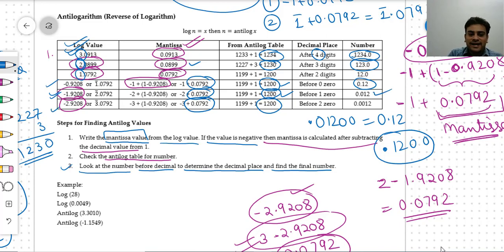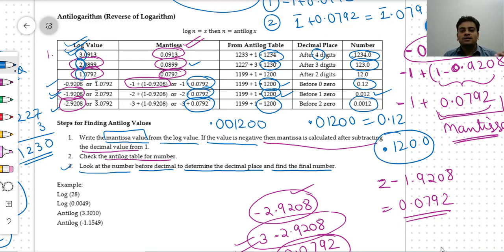Clear? Now the last example is negative 2.9208. So again my value from anti-log is 1200. Now, since before decimal my number is 2, we need to put 2 zeros after decimal in the number. Correct? So how will you write it? After decimal we need to put 2 zeros, and then my number is 1200.